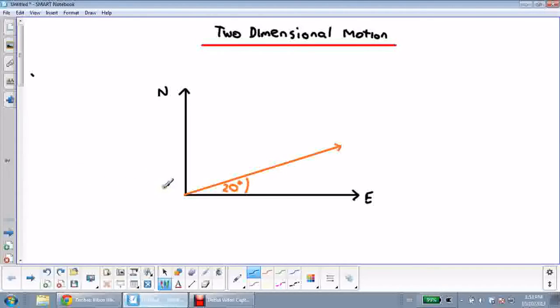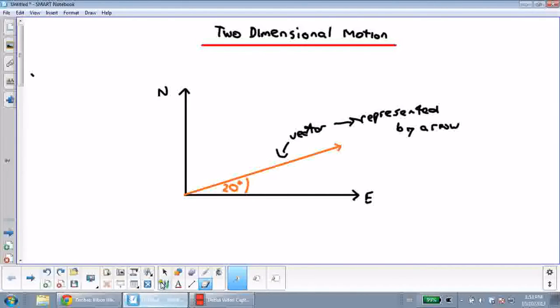So here's what we call a vector. It is being represented by an arrow. The length should be proportional to the size.